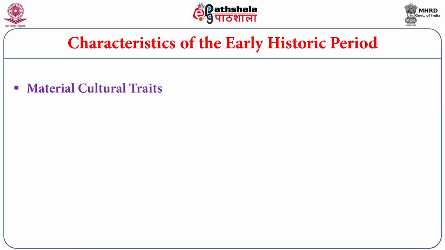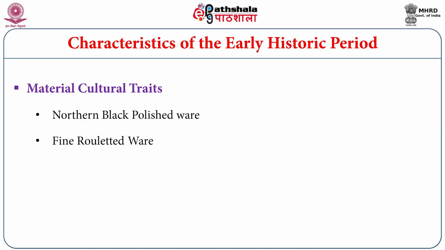So, what are the material cultural traits of the Early Historic period? We have northern black polished ware pottery, a pottery that was produced in northern India, occurring at several archaeological sites in southern India. And then we have rouletted ware, a kind of fine pottery used as a tableware mainly for consuming food, found all across southern India, at many of the archaeological sites.